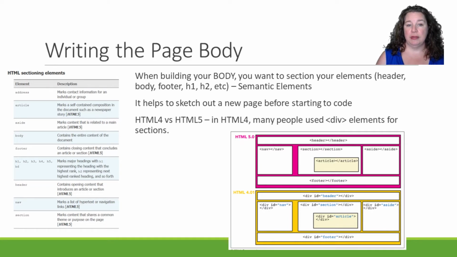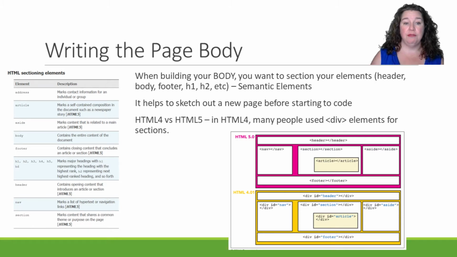These are some sectioning elements that work inside your page body. We have our address, which is just contact information. It can be used easily to merge into something like Google Maps. We have articles, which are a self-contained composition of a document, such as a newspaper story. When you think of an article, you don't really want the formatting styles that go with the article to affect the rest of the styles in the page and vice versa, because articles are kind of different. Same with an aside. An aside is related to the main article, but maybe not the main article. It's some information on the side. We use it for comments or little things on the side.